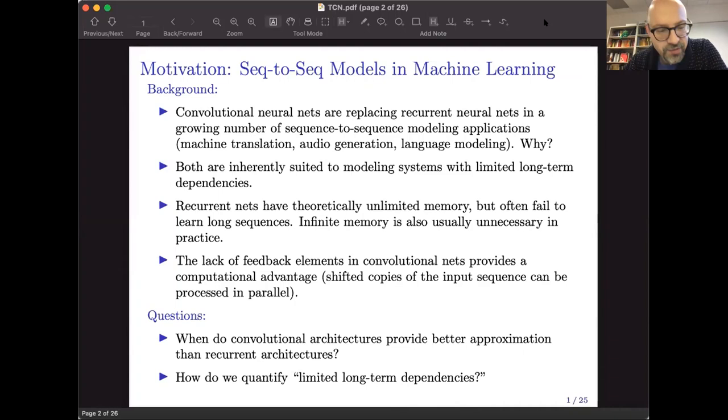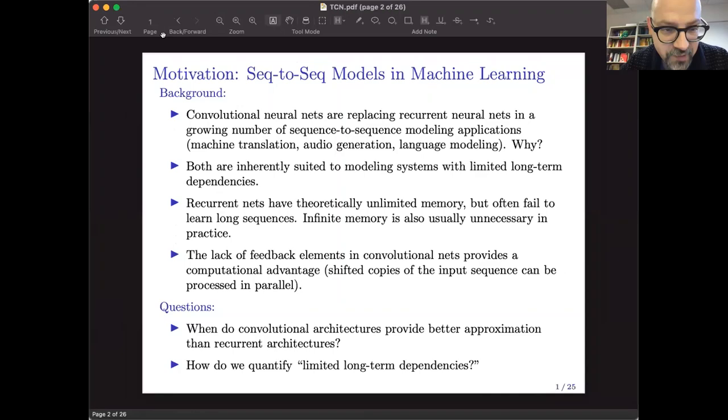The idea behind using these highly parallelizable architectures like TCNs or transformers is that you can parallelize things quite a bit. You can process shifted versions of the same sequence in parallel without waiting until one processing step is over. So the idea is to answer the following questions. When do these convolutional architectures provide better approximation than recurrent architectures? And what do we mean by limited long range dependence? If we want to model systems using limited long range dependence, we might as well ask what that means.